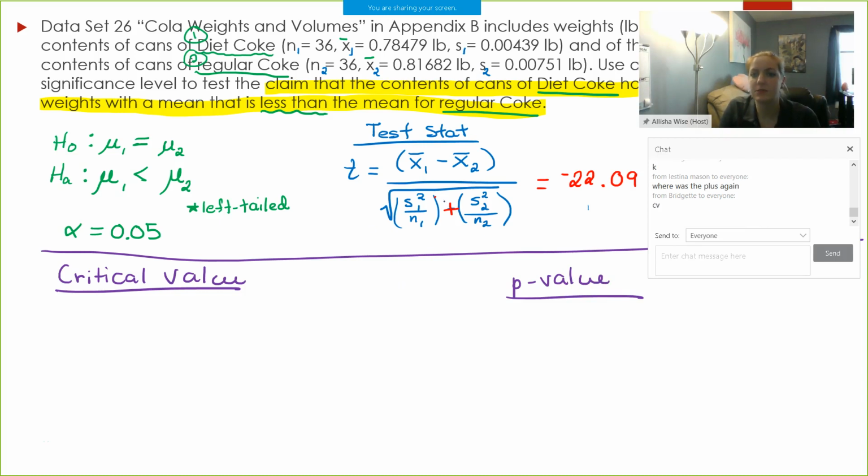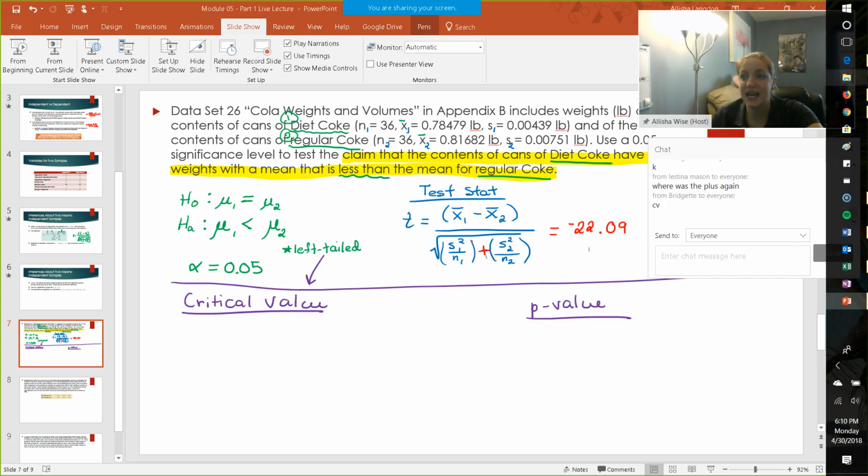Oh, the plus sign was right here in the square root. So it should not be a subtraction, it should be a plus. You like the critical value method more? Yeah, it's one of those things where some people like one or some people like the other. Okay, so the critical value, since it is left-tailed, we're going to use that, and we're going to go to our worksheet for left-tailed.